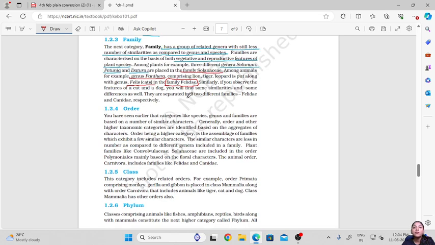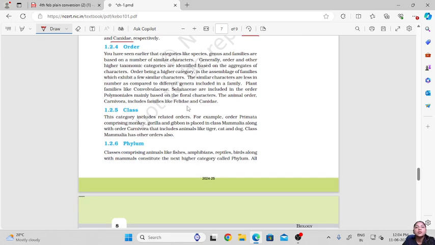Now this family Felidae is different. It will have many differences from the family Canidae. Okay, so they are separated into two families, Felidae and Canidae. Then the next category which we have is order.